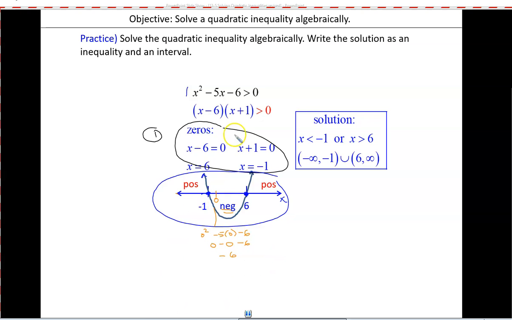And then it's interpreted by understanding that this is our greater than 0 meaning, and numbers greater than 0 are positive numbers. So those positive sections create our solution sections. So on the left, we've got x is less than -1, or on the right, x is greater than 6.